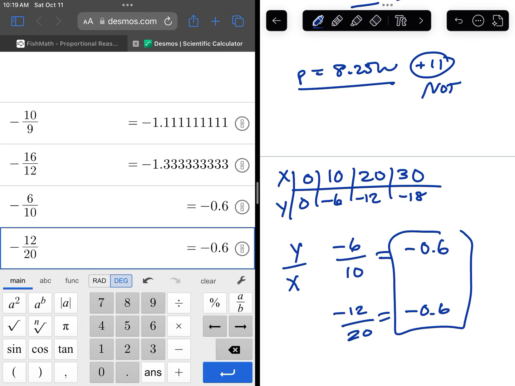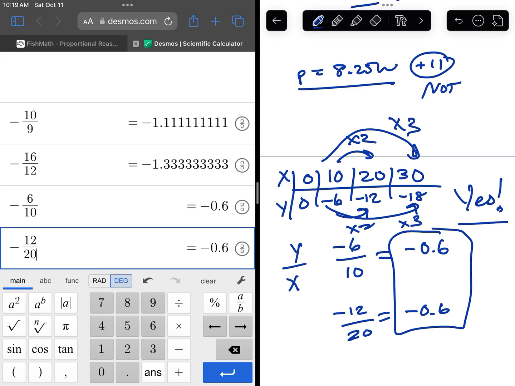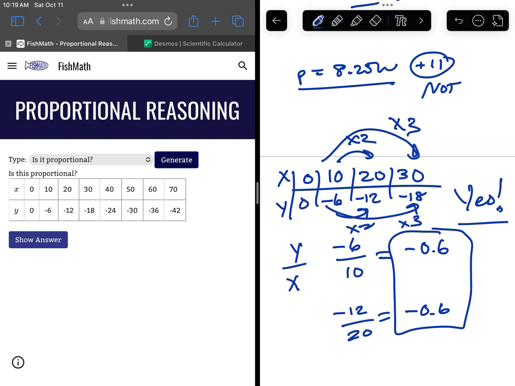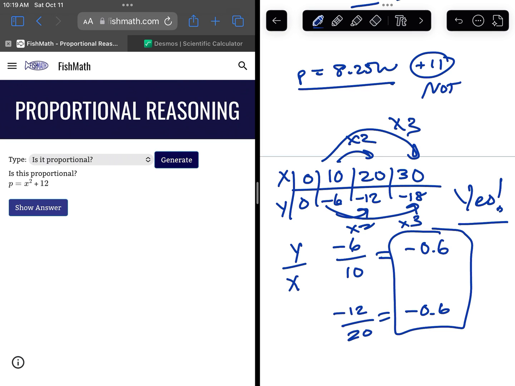So these two match, which tells us that if we double here, this doubles. If we triple here from 10 to 30, you'll notice this tripling. So this one is a yes. This one is proportional, and you can check it both different ways there.